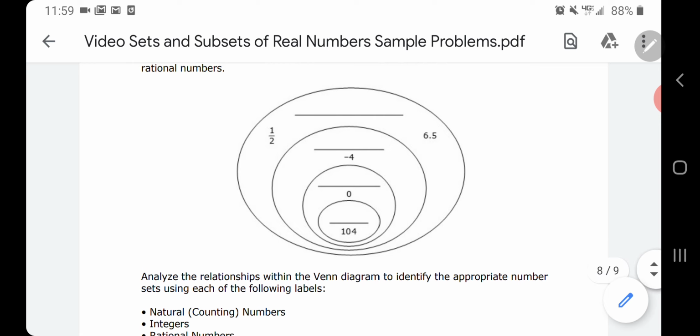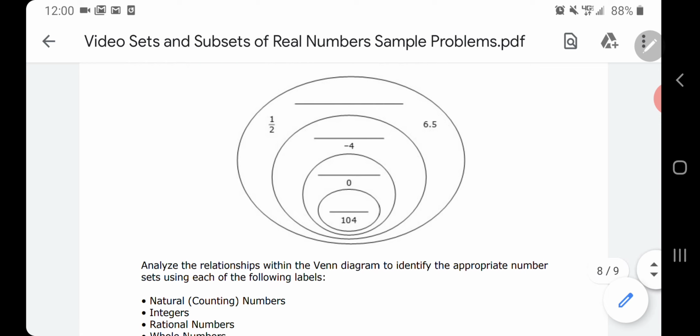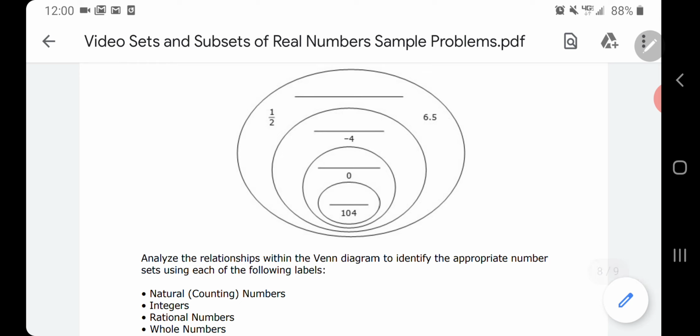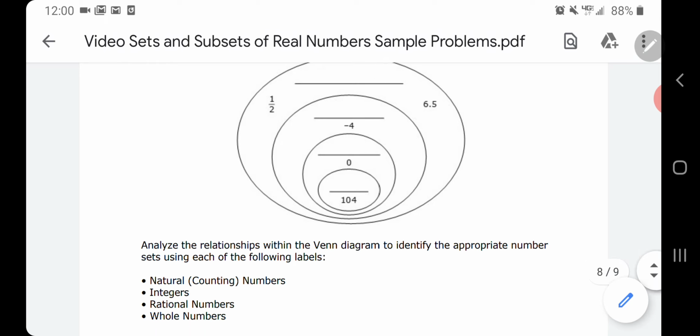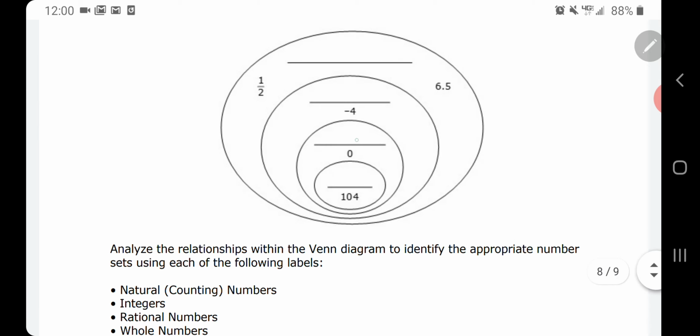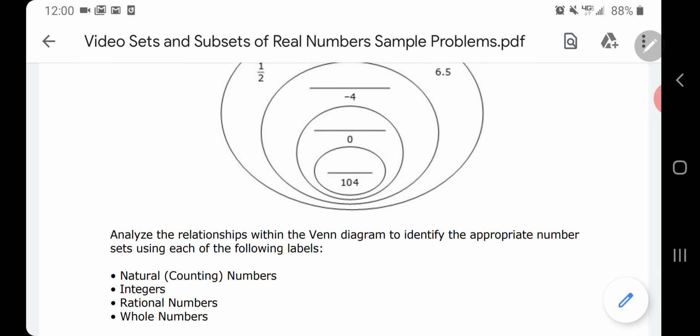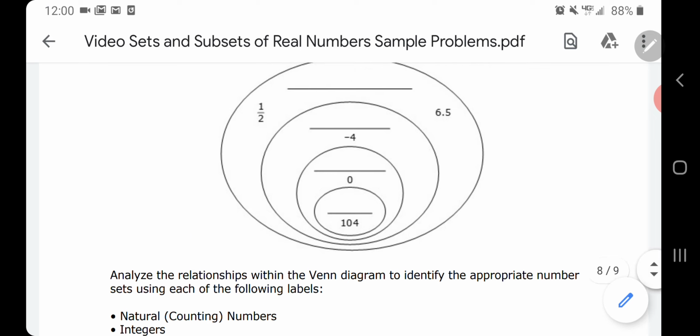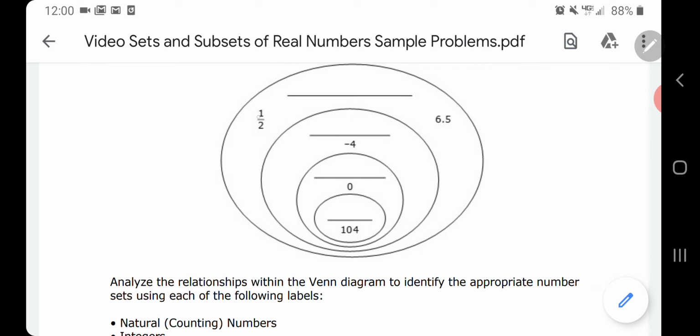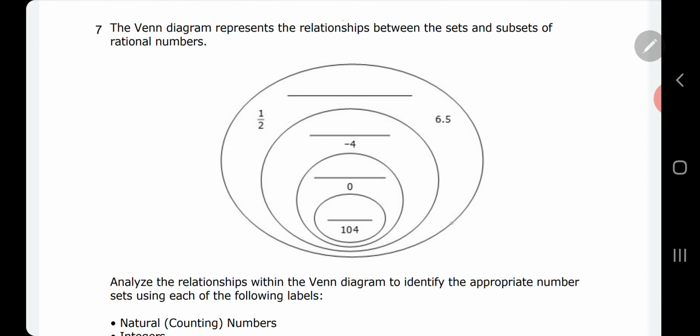Okay. So once again, the 104 was a natural counting number. Number 0, the next set in line, would be the whole numbers. Next set after that, of course, would be the integers, -4, and then after that, our rational numbers, which do consist of 1/2 and 6.5.